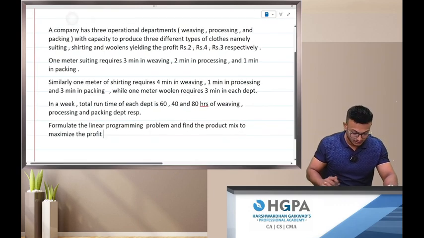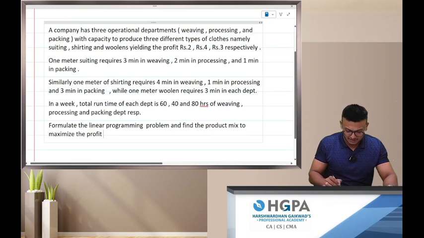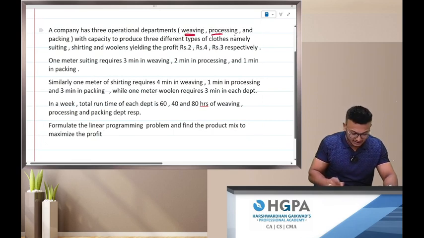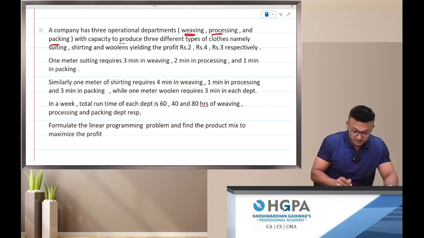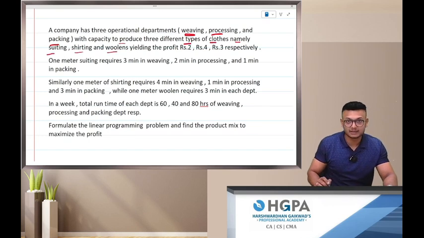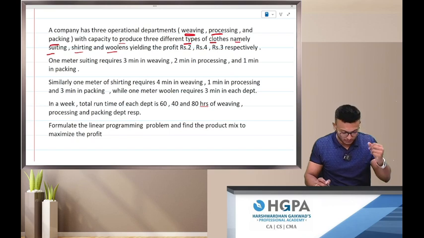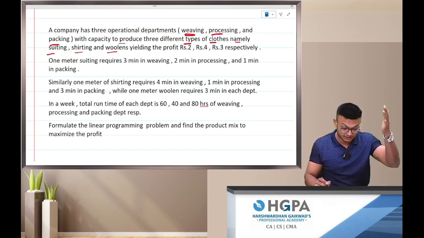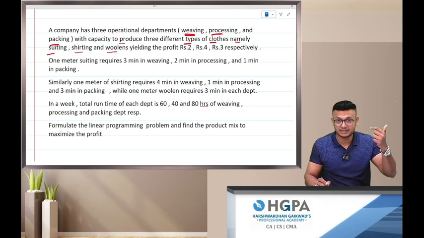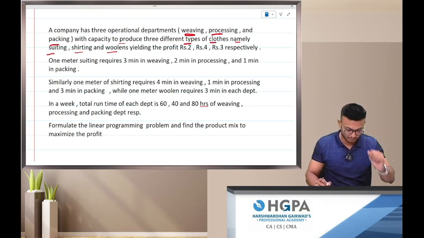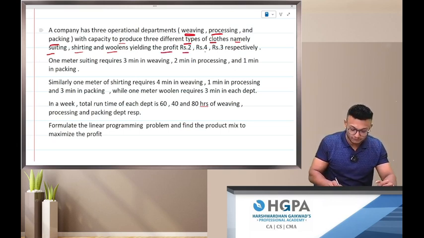A company has three operational departments: weaving, processing, and packing, with capacity to produce three different types of clothes, namely suiting, shirting, and woolens. So they have three final products, that is suiting, shirting, and woolen. And for that, three departments have been used in their factory: the weaving department, the processing department, and the packing department, yielding a profit of 2, 4, and 3 respectively.